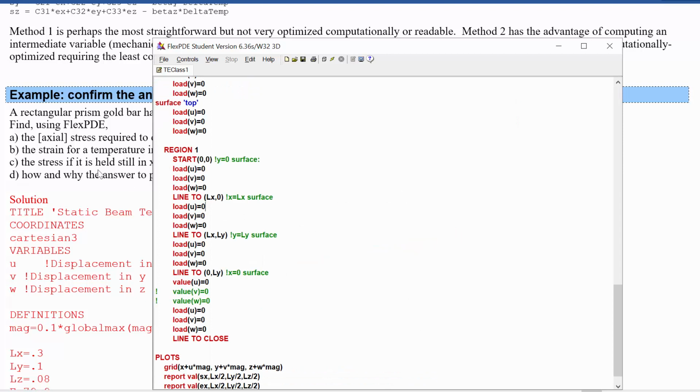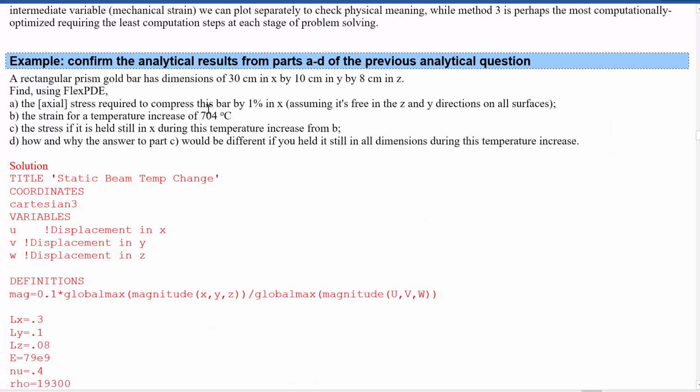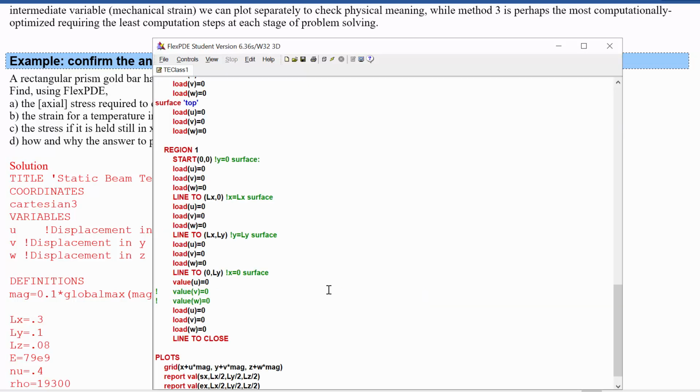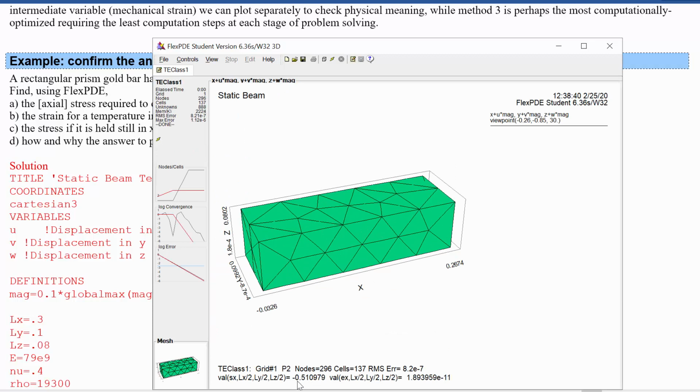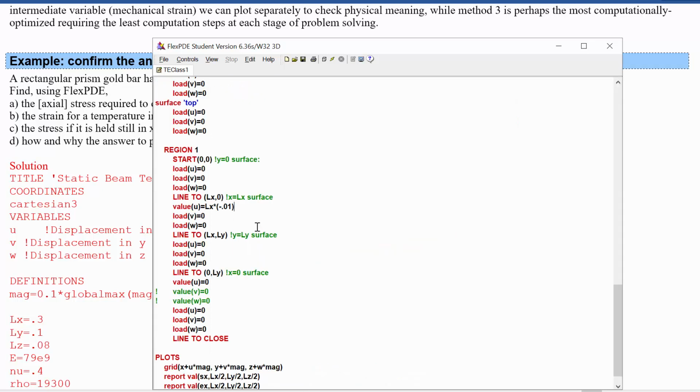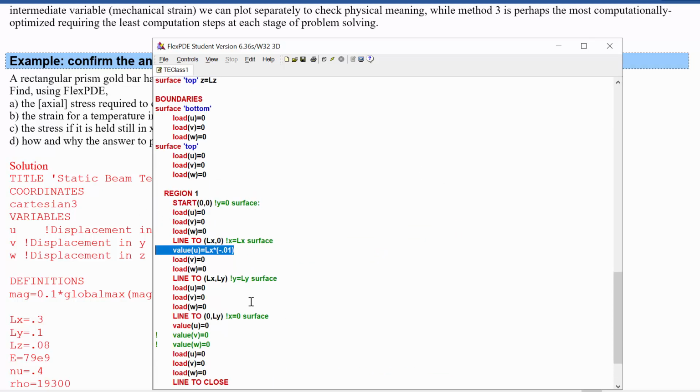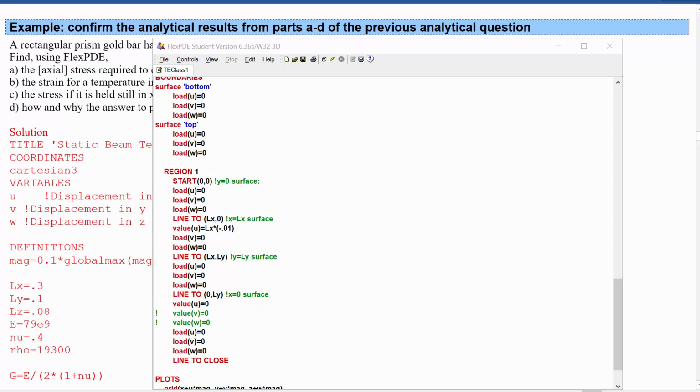Let's modify it. So the first thing says, what's the axial stress required to compress it by 1% in X, assuming it's free in Y and Z on all surfaces? To figure this out directly, we can tell it that we need it to compress by LX times negative 1%. So that tells us that the stress that showed up, this doesn't seem right. The stress is 0. Now I wonder why. Did we say that it is, oh, is this the right surface?